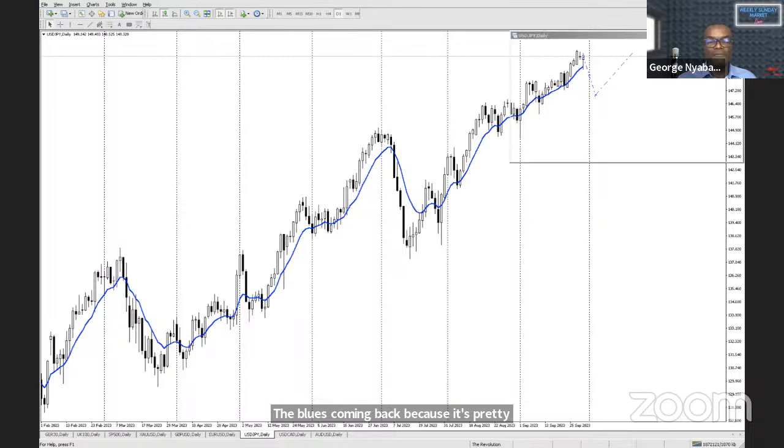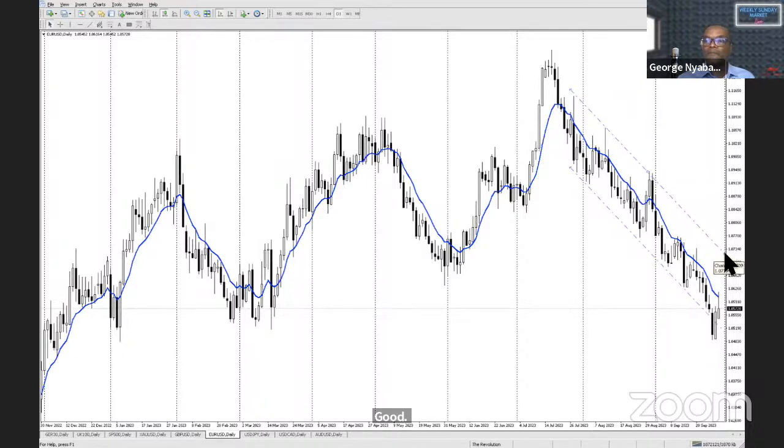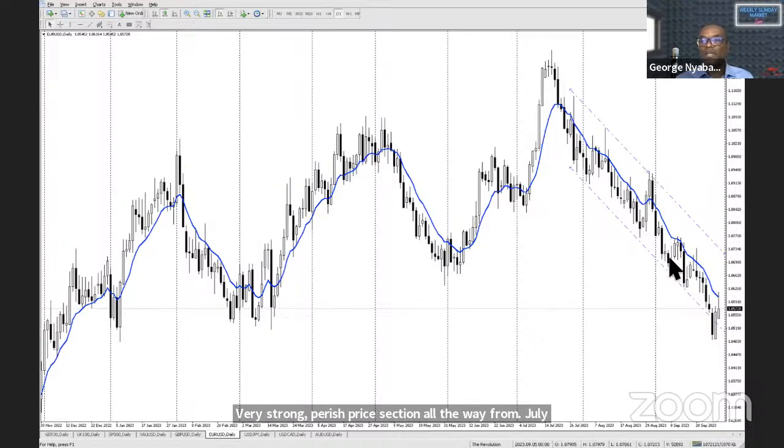Euro versus the dollar. Let's try and speed up a little bit. Okay, this is on the daily. Very strong bearish price action all the way from July. Just the last 6 months, bears have been selling off on the daily. Again, we're staying within the 10 EMA. We had an attempt to break beneath the channel, failed.